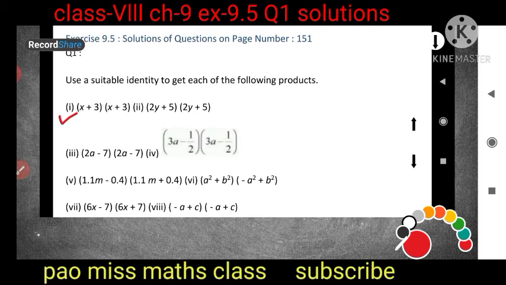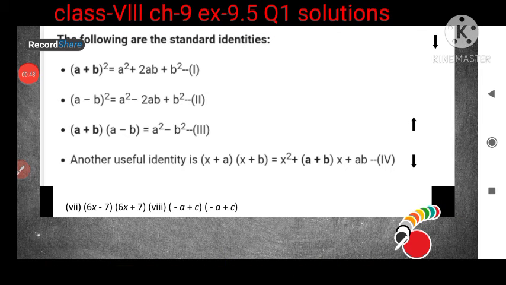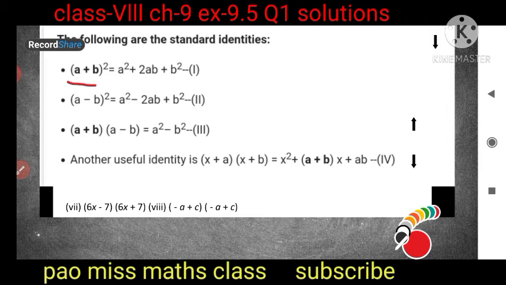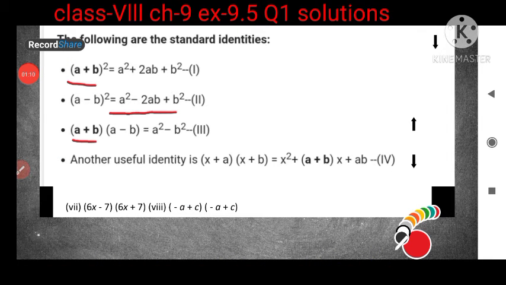First one is given x plus 3 and x plus 3. So we have a total of 4 or 5 identities, isn't it? I will show you the identities one time. These are the standard algebraic identities. First one is a plus b whole square is equal to a square plus 2ab plus b square. Second identity is a minus b whole square is equal to a square minus 2ab plus b square. And third identity is a plus b times a minus b is equal to a square minus b square.